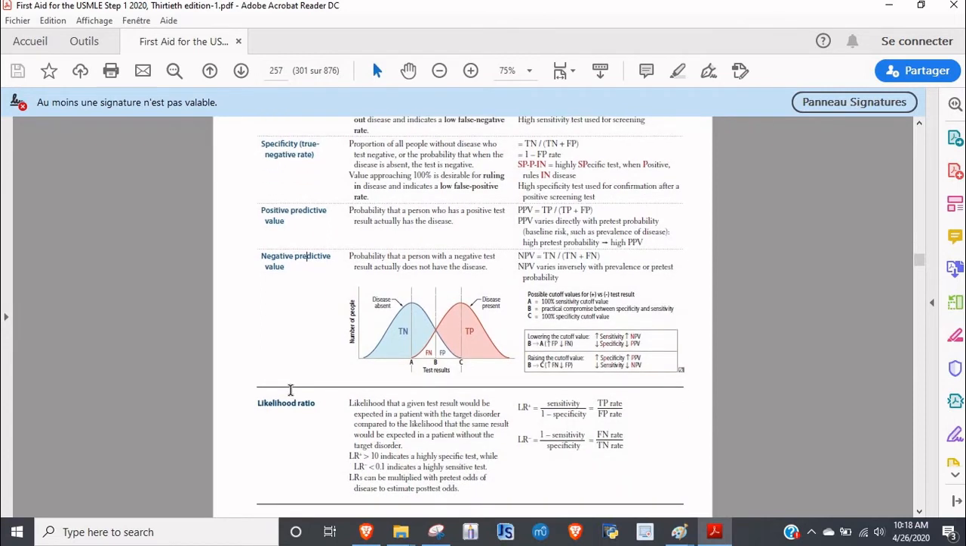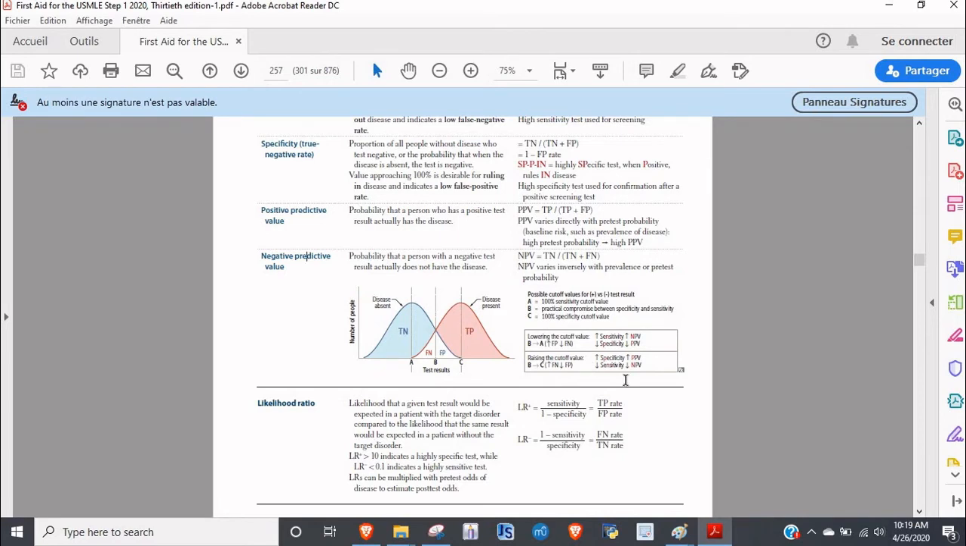Likelihood ratios are telling you how likely is this result to be in someone with the disease compared to someone without the disease. Okay, and likelihood ratios aren't affected by the population that you're in the same way that predictive values are, which we saw. So just to think about likelihood ratios, you have two different types. You have a positive likelihood ratio and a negative likelihood ratio.